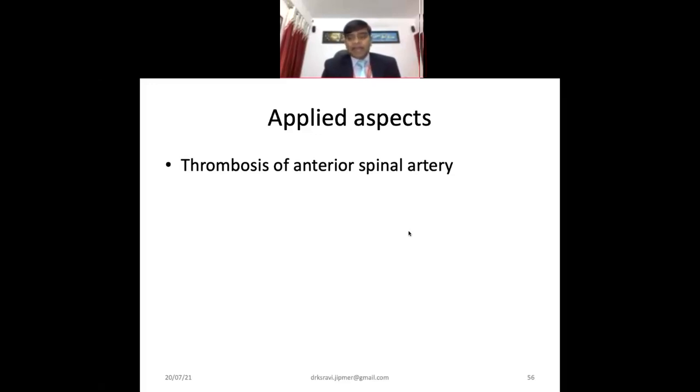And apart from that, there might be a condition of thrombosis of the anterior spinal artery. Because of that, there will be motor symptoms, as I said, because the anterior two-third part is affected. So there will be loss of pain and temperature sensation, and because of the lesion of the spinothalamic tract, you will find these symptoms.